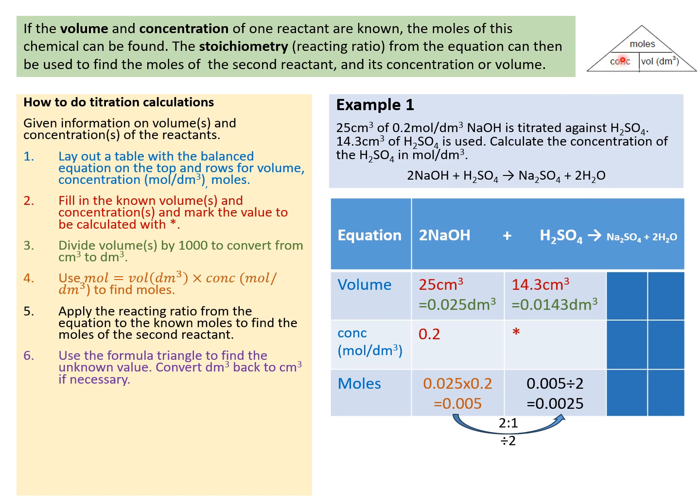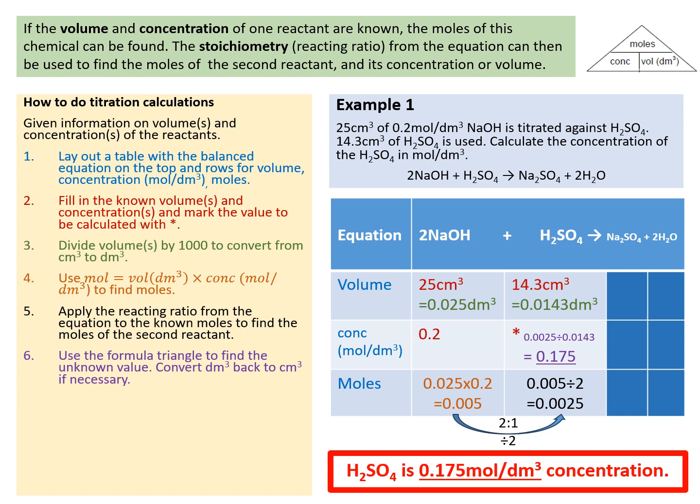So I'm going to be calculating concentration. If I cover up concentration in my formula triangle, I can see that I calculate that by using moles divided by volume. And remember, of course, that the units of concentration actually tell you how you should calculate it: moles divided by decimeters cubed. So our calculation here is 0.0025 divided by 0.0143, which gives us 0.175. So I can then say that the H2SO4 is of 0.175 moles per decimeter cubed concentration.